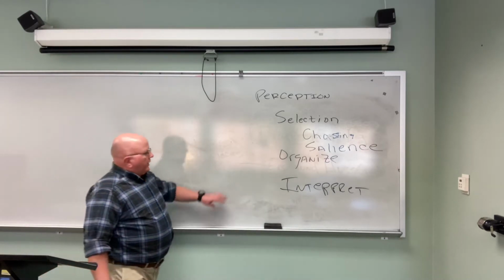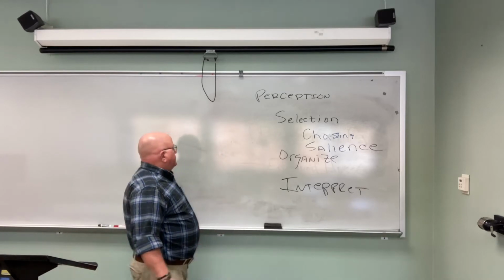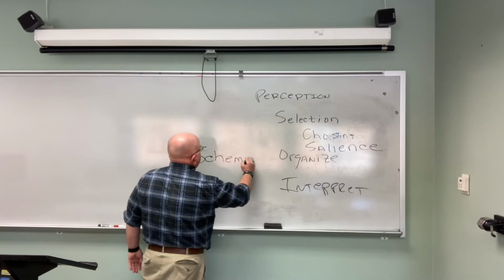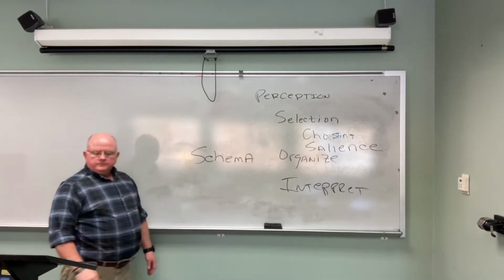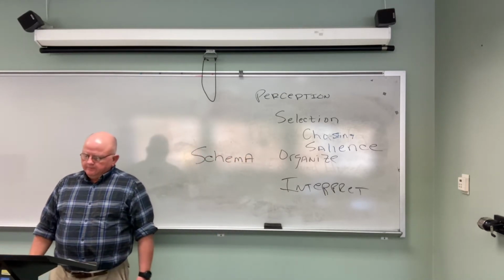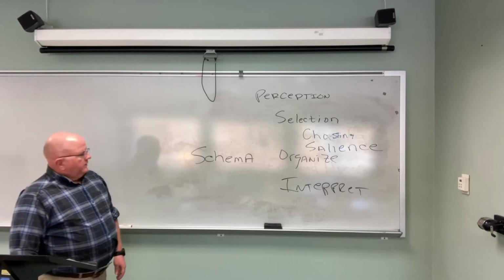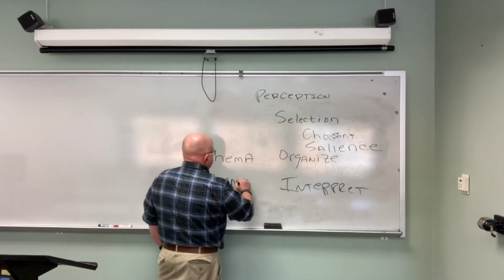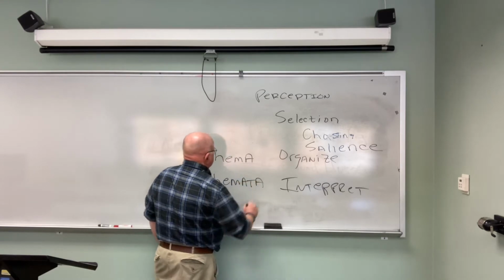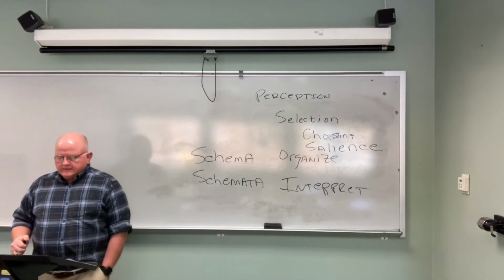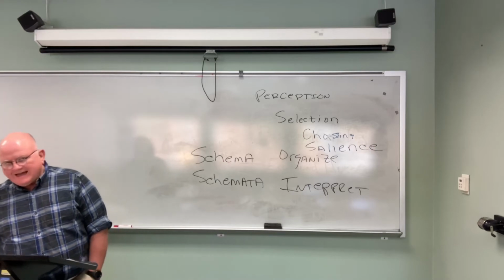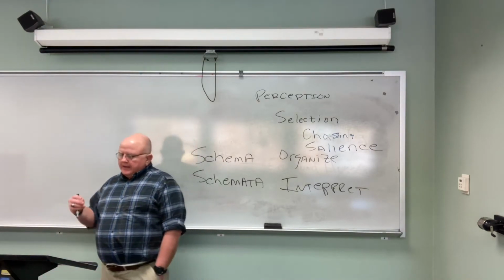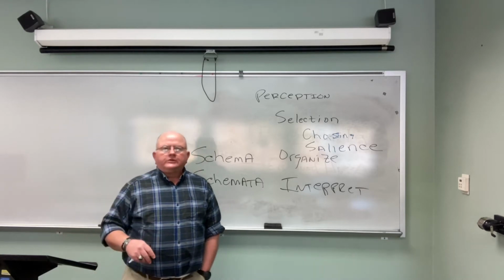Now when we organize things, we put them into what are called schema. Okay? The plural of schema is schemata. Now, a schema is a model for placing data into a category. It's really sort of a mental database. It's where you're going to file information.